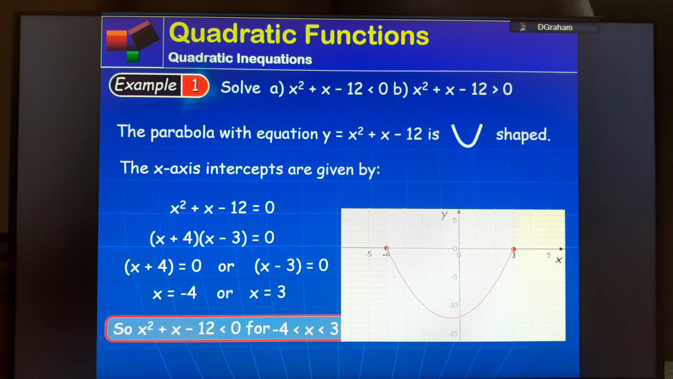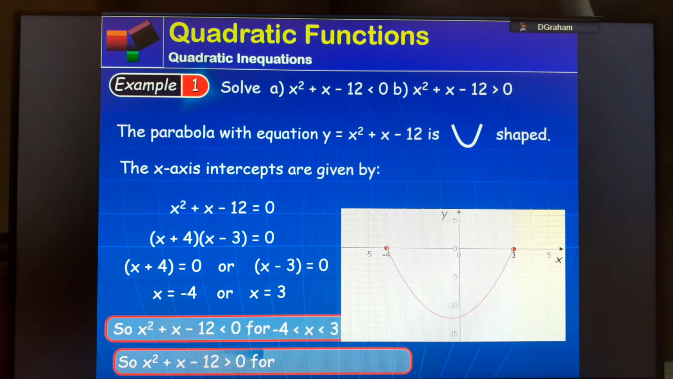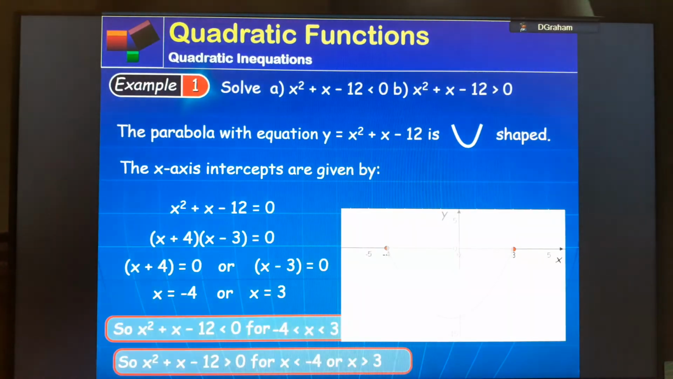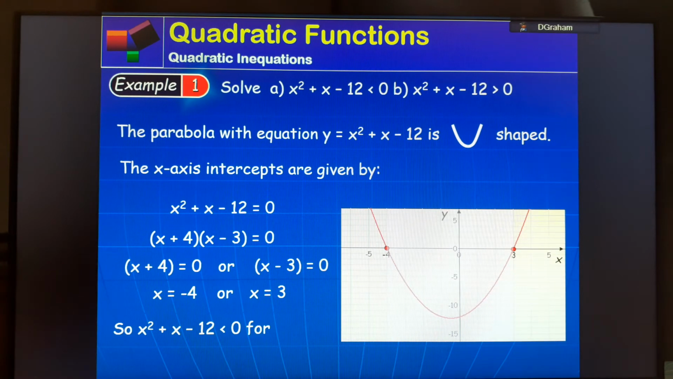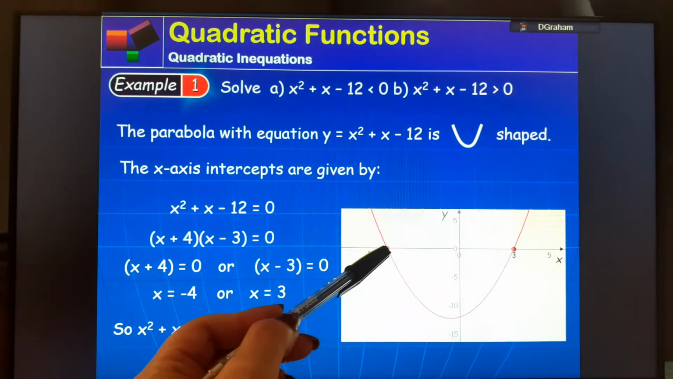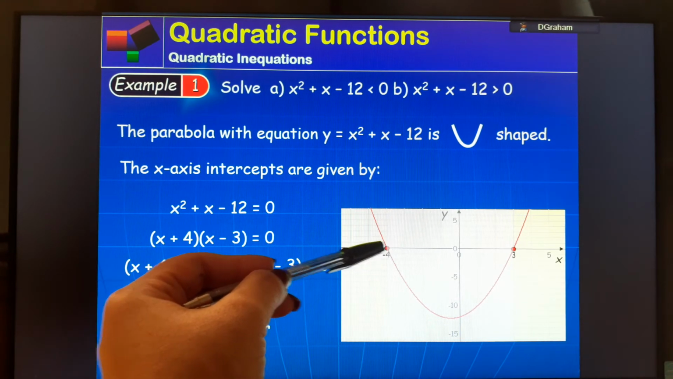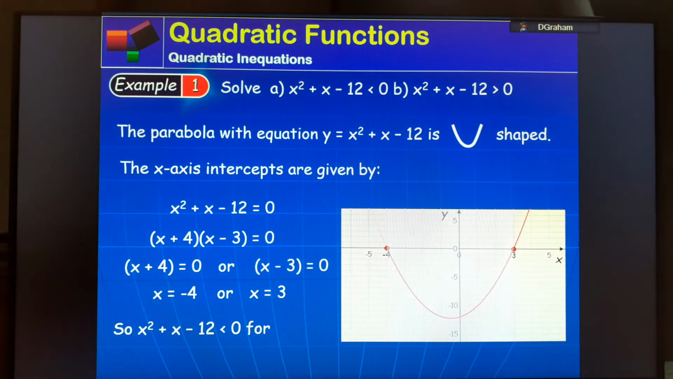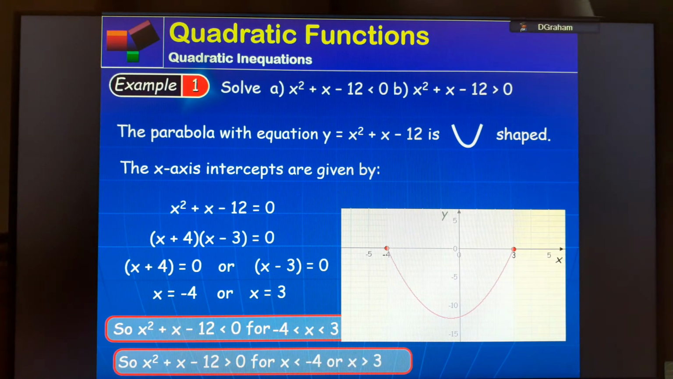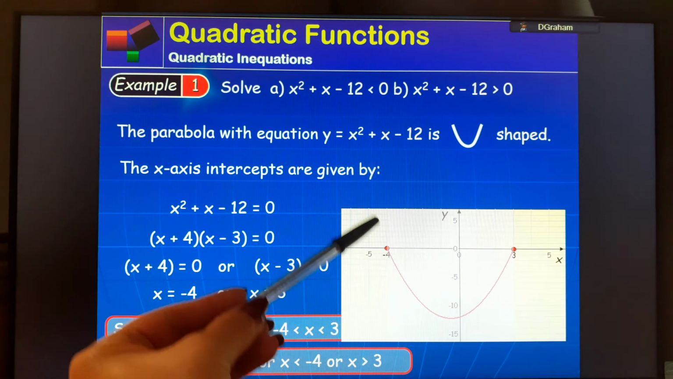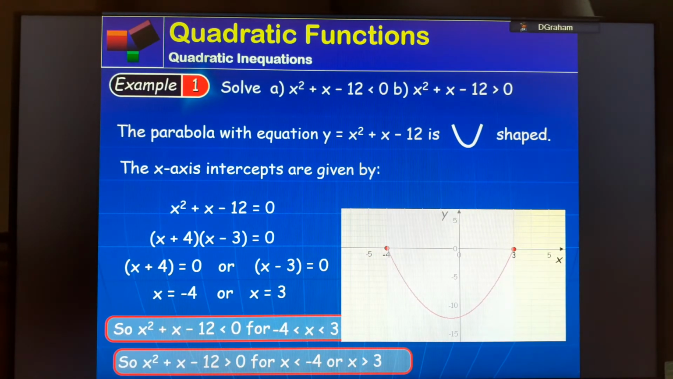And then to do part B, which is where is the graph above the x-axis. So if we now look for where is the graph greater than 0, that just simply means above the x-axis. So we can see now it's above the x-axis here, which is to the left of -4 and to the right of 3. So x is above the x-axis where it's less than -4 and where it's greater than 3. So where x is less than -4 or greater than 3.